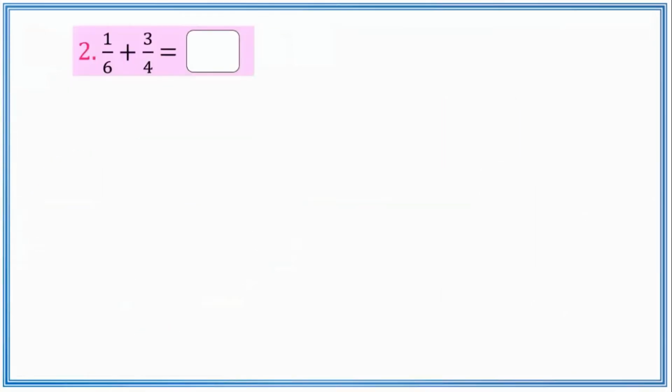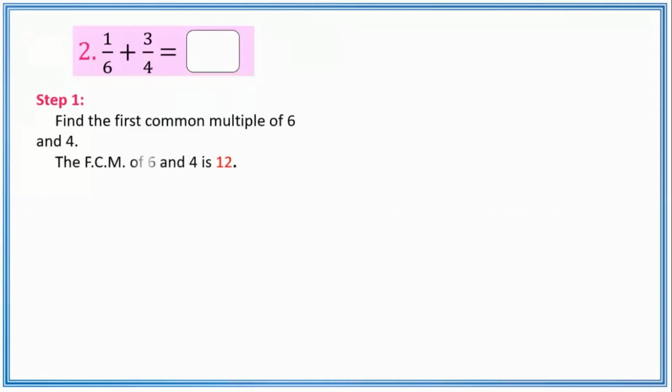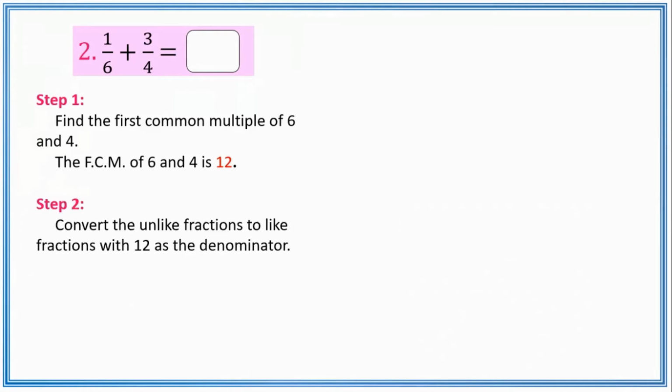Next, let us have another example. 1 out of 6 plus 3 out of 4 is blank. Again, our first step is to find the first common multiple of 6 and 4. And the first common multiple of 6 and 4 is 12. And then we need to convert the unlike fractions to like fractions with 12 as the denominator.